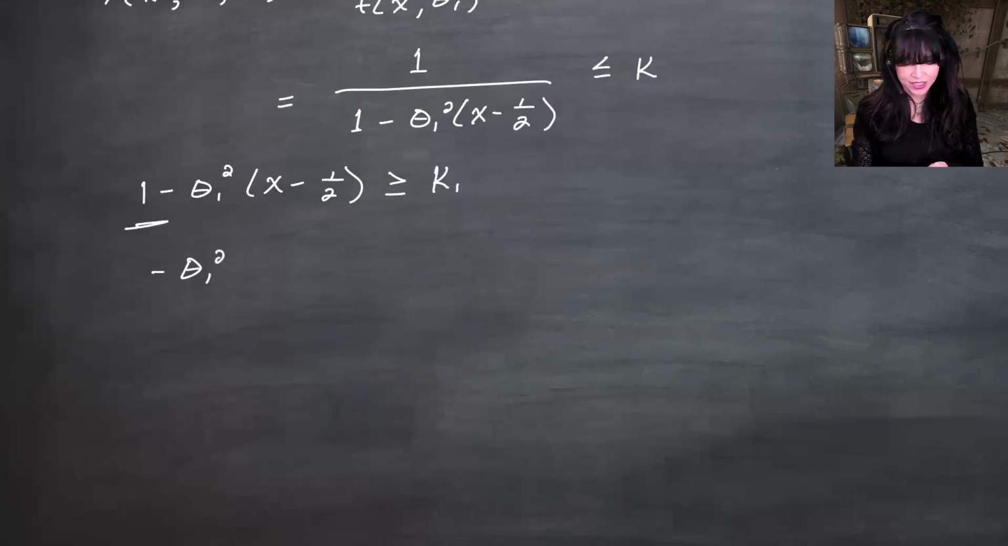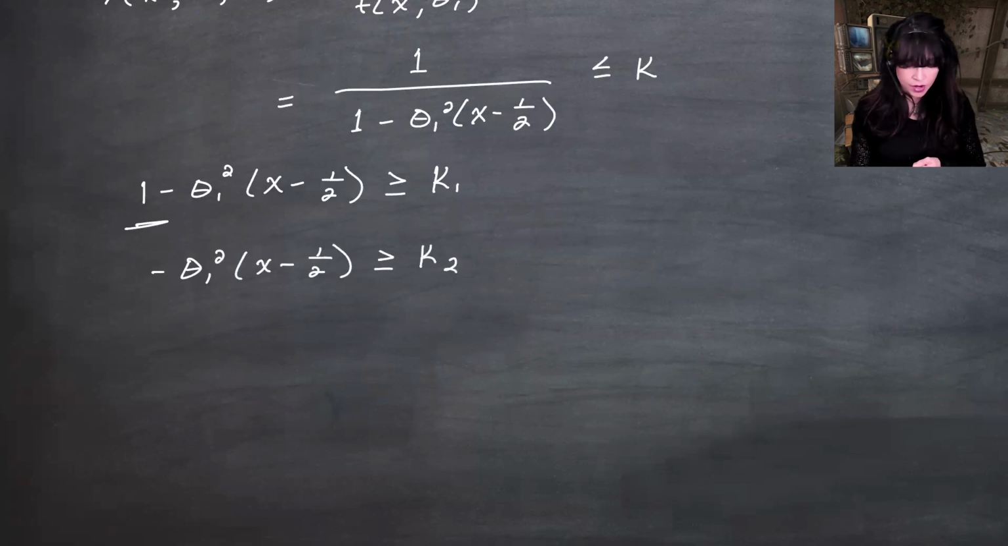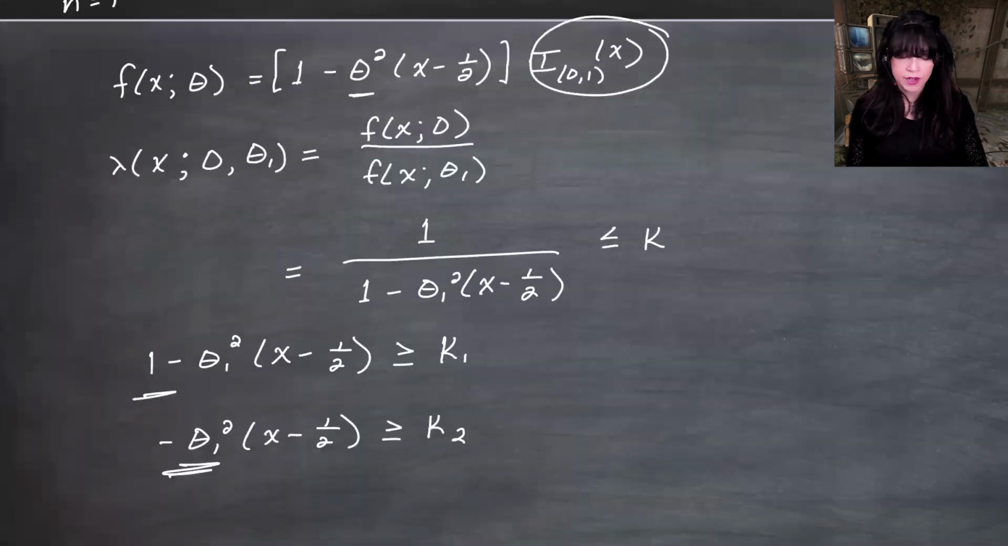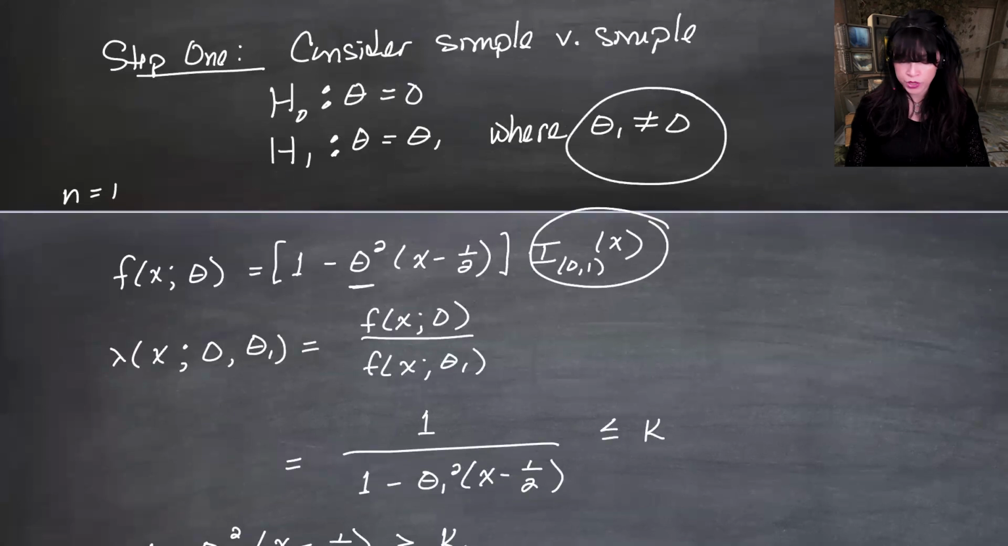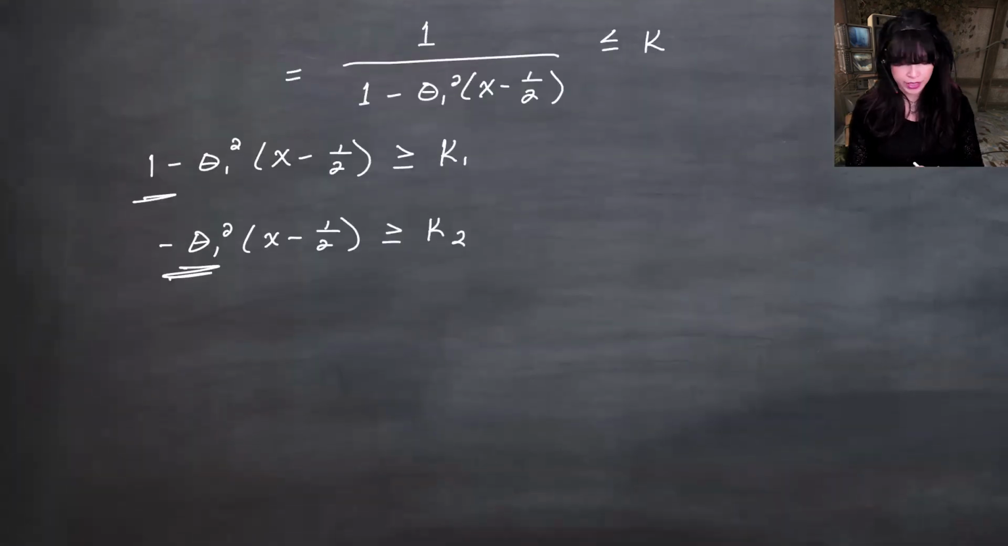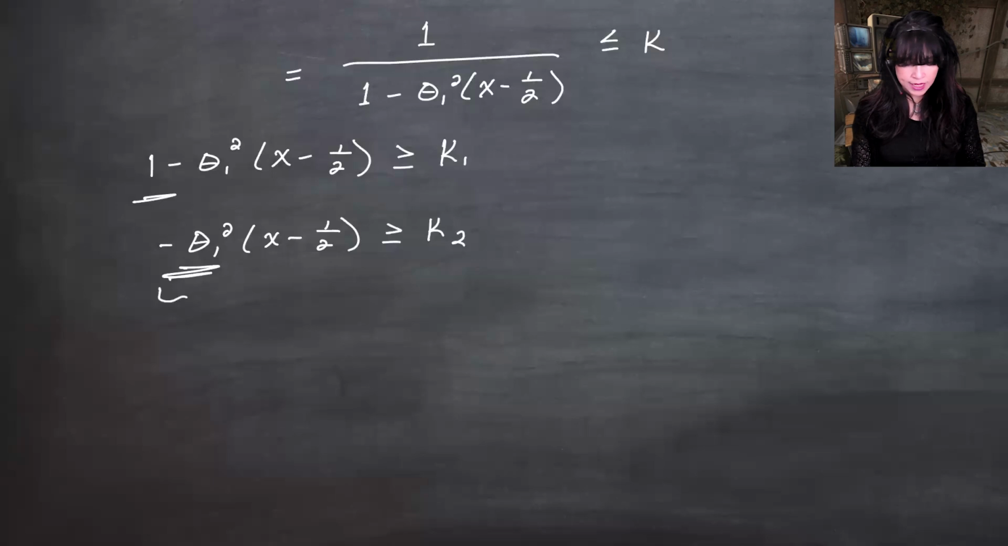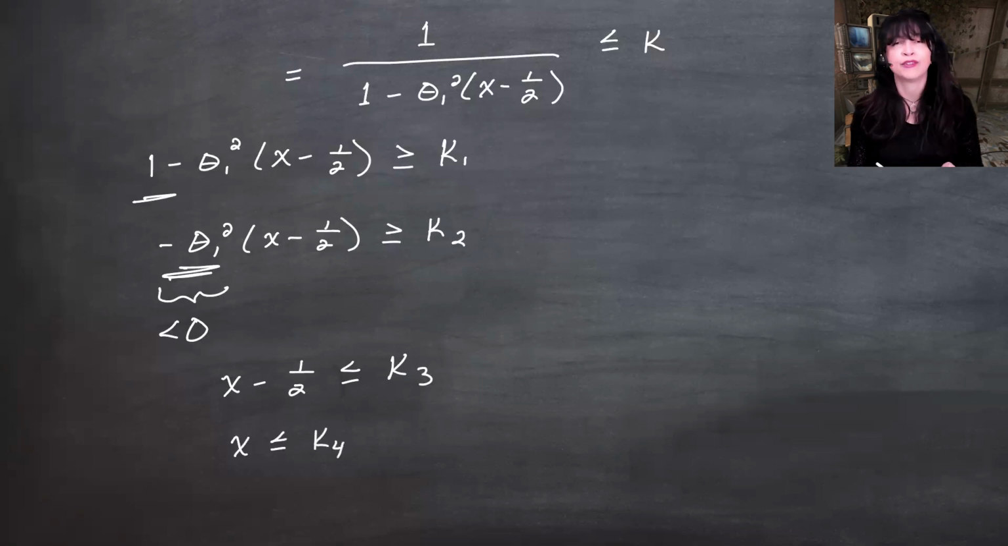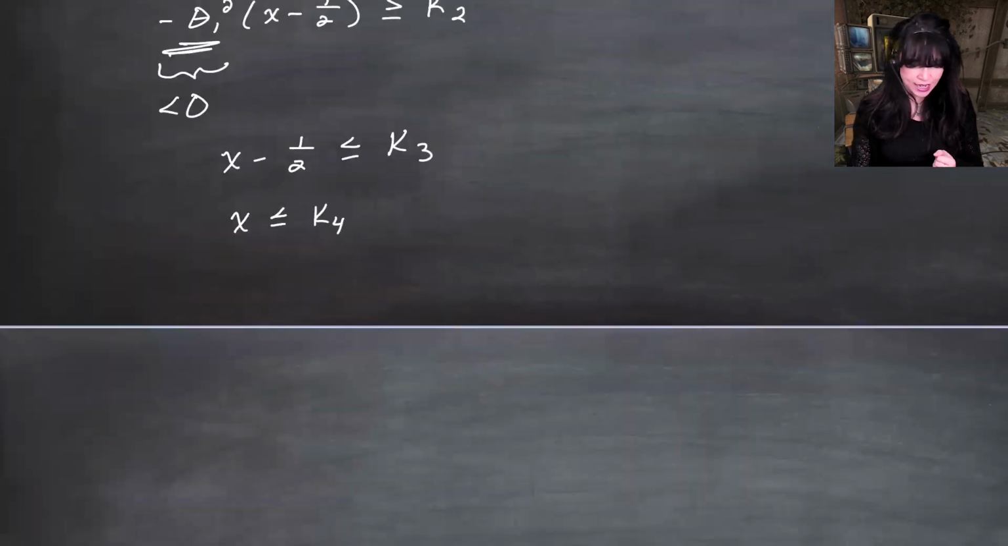Now, you don't need to do this in so many individual steps, but that'll give me a new constant, k2. And now I want to divide by this. So theta 1 was chosen to be some number that was not 0, so we're not dividing by 0. That's a good thing. But this thing is always negative no matter what theta 1 we choose, theta 1 above 0 or theta 1 below 0. So when we divide, we're going to flip the inequality again and get some other constant k3. And then finally, I'm going to move the 1/2 over to get some constant k4. So that is just the algebra.